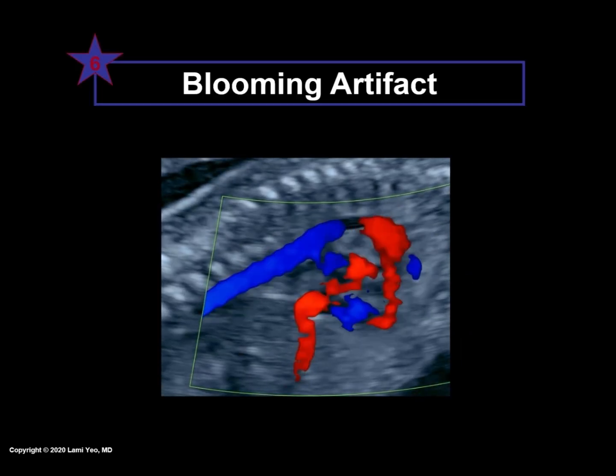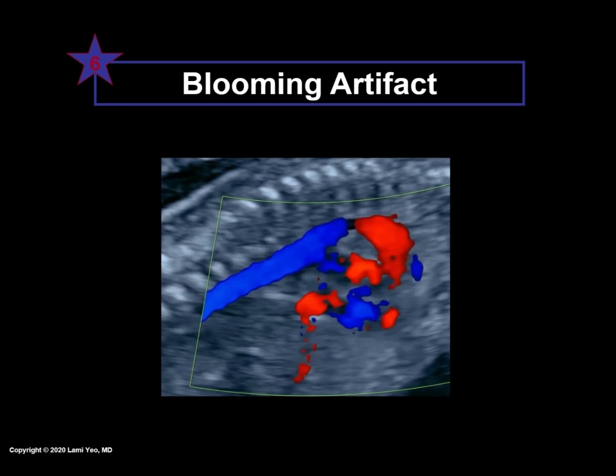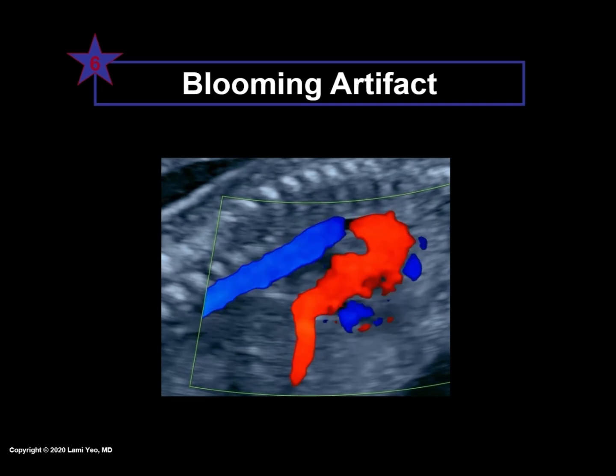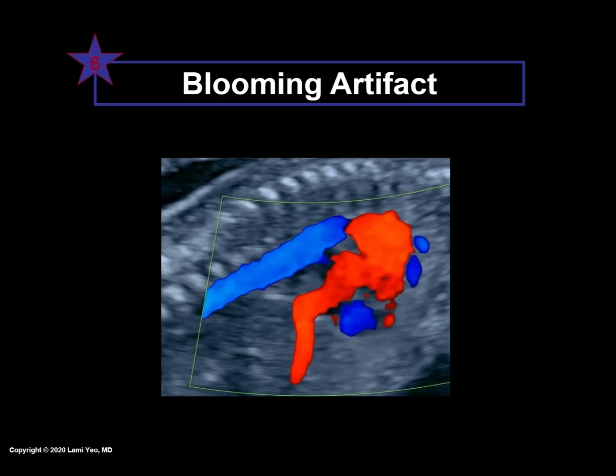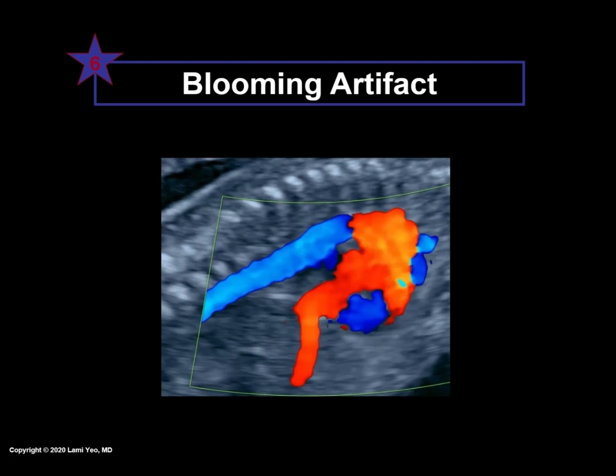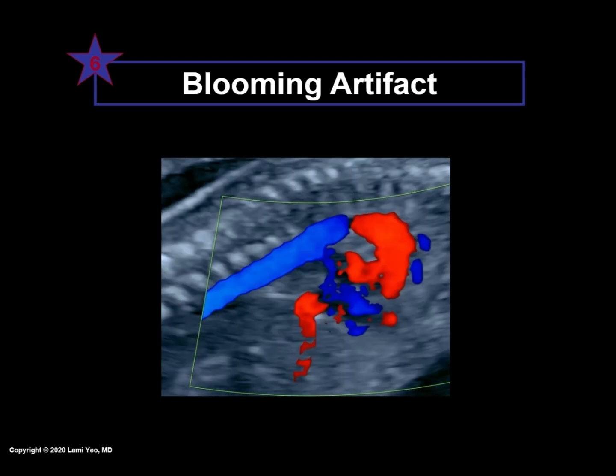Here is an example of blooming in the aortic arch. Notice that the color appears to bleed beyond the vessel wall into adjacent areas. Since blooming is gain dependent, to eliminate this artifact, lower the color Doppler gain.